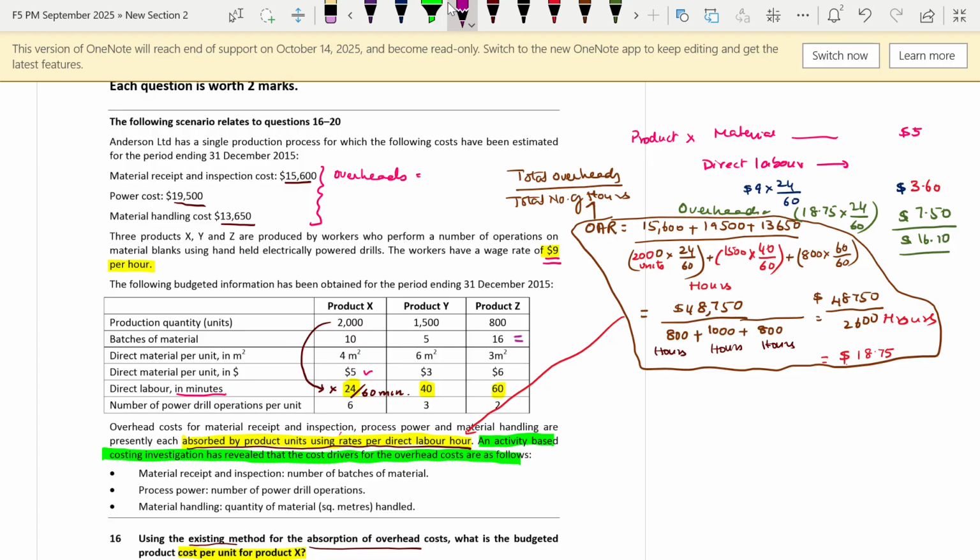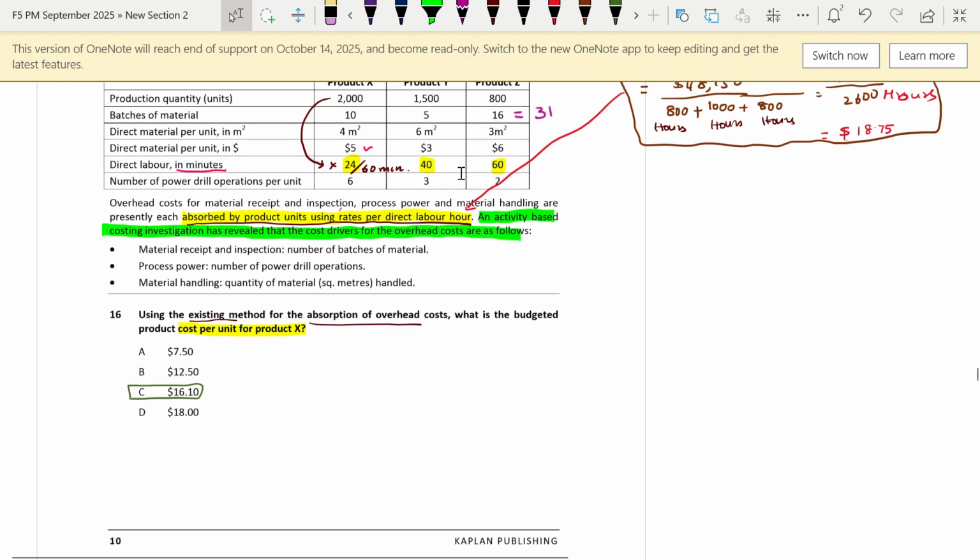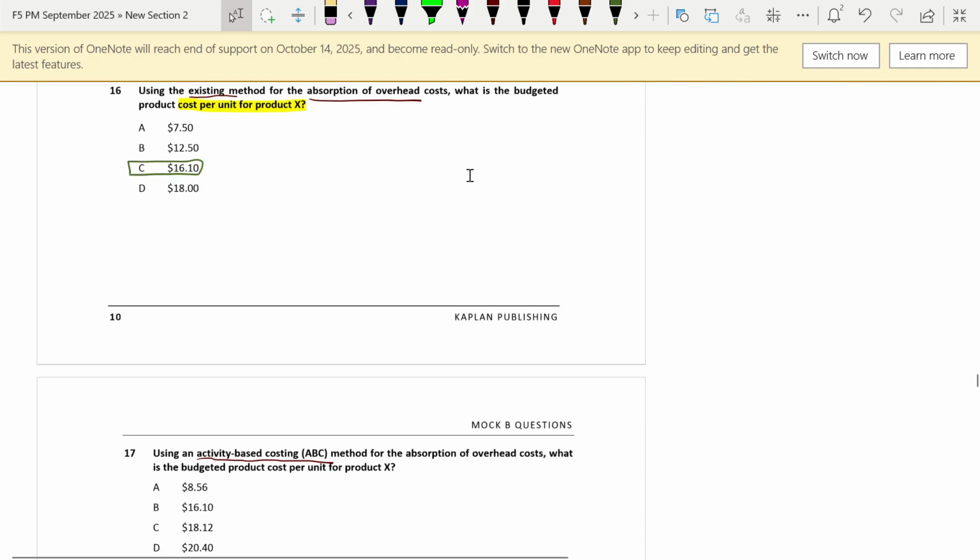Tell me. 10 plus 5, 15. It comes to 31. Number of drilling machines, how much is there? Number of power drill operations per unit: per unit 6, 3 and 2. Now we have to do the things. We cannot do it like this. We have to calculate cost driver rates.